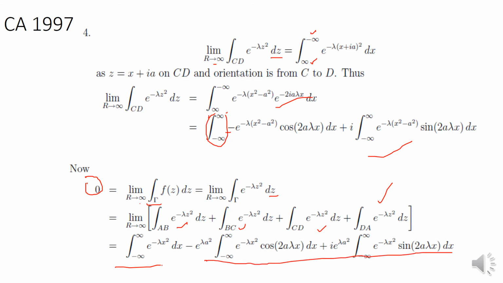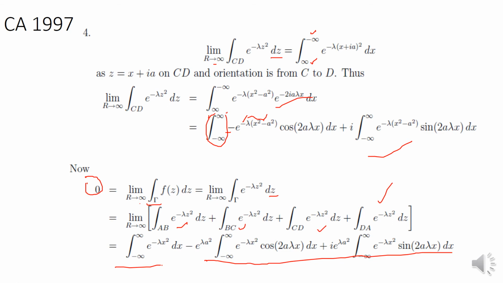So from here e to the power lambda a square has been taken common, because this minus minus will become plus, and we have integral from minus infinity to infinity of e to the power minus lambda x square cos 2a lambda x dx, plus i e to the power lambda a square, and e to the power minus lambda x square sine 2a lambda x dx.